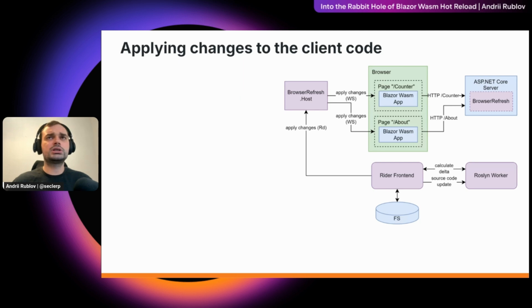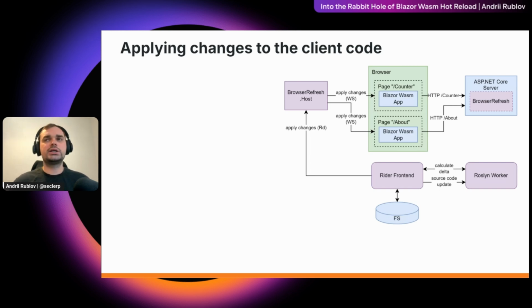So Rider frontend is the core Rider process with the UI, where the user writes code and interacts with the interface. Roslyn worker we are already familiar with, and here comes the browser refresh host. It's a special process that is responsible for communicating with the Blazor Wasm runtimes in the browser, one of the two key elements of this architecture of the hot reload infrastructure. Communication with it from Rider takes place via the RD protocol.